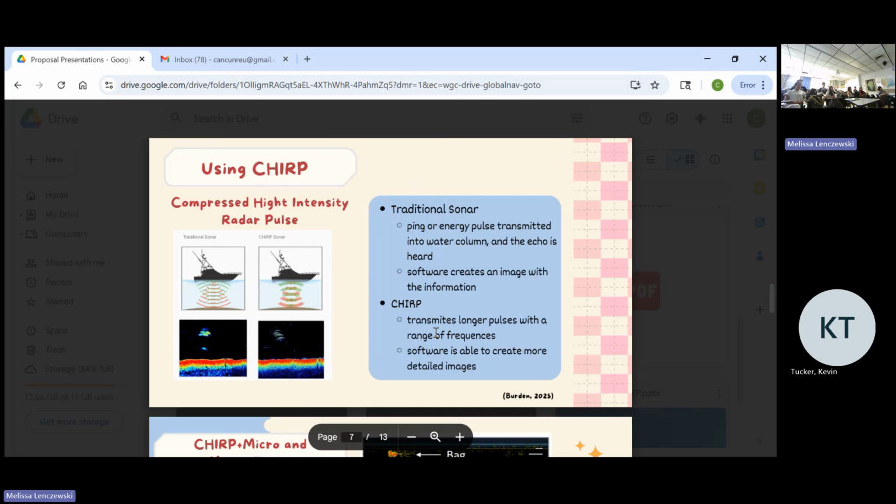So I would like to possibly use CHIRP. As it was said before, CHIRP stands for compressed high intensity radar pulse. Unlike traditional sonar, which you guys are going to be seeing on your left, which would emit one ping into the water column and only hear back stuff from that one frequency, CHIRP is going to continuously emit sound into the water column over a long frequency, so along a larger range. So we're going to be able to get back clear images when comparing it to just traditional sonar.